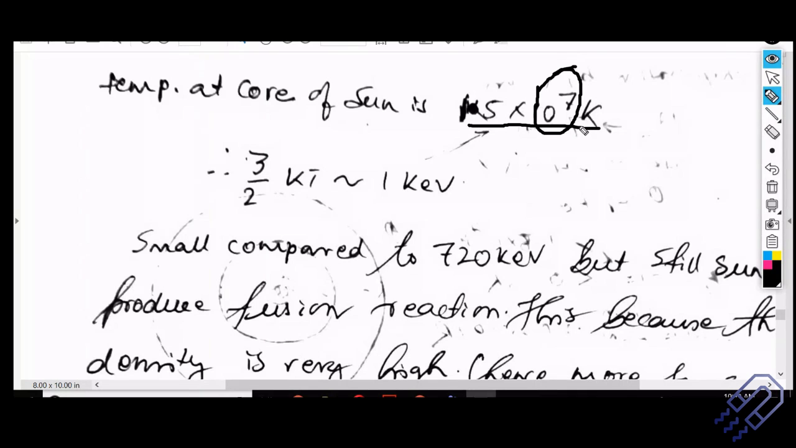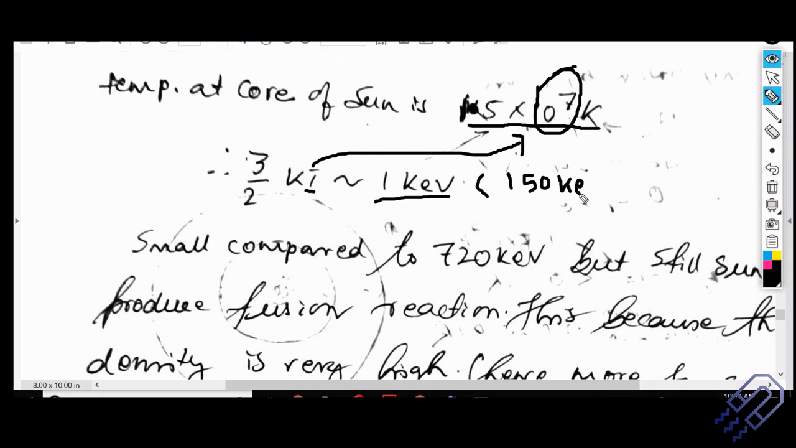So I cannot have enough kinetic energy, or thermal energy, to overcome that barrier. If I consider the temperature to be 10 to the power 7 Kelvin, the energy that is available is 1 keV, but it has to overcome a barrier of 150 keV. So this is obviously much less than 150 keV, 2 orders less, because this is 10 to the power 7, and that was 10 to the power 9.